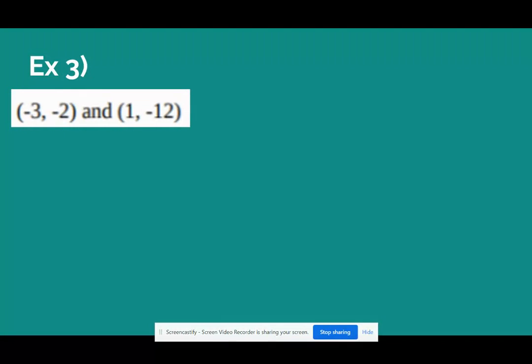Number 3, we always start by labeling x1, y1, x2, y2. The first coordinate gets the 1's, the second coordinate gets the 2's. We write our formula, m equals y2 minus y1 over x2 minus x1. We write our blank template. So that's our blank template.